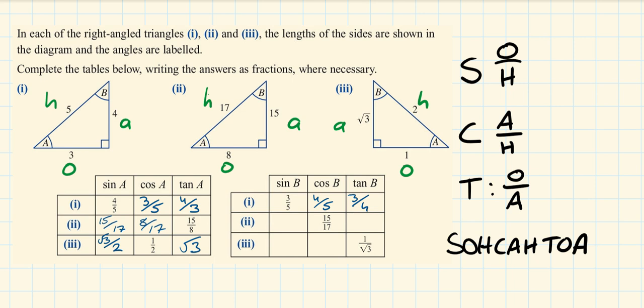Second one, we need the sine, so opposite over hypotenuse, 8 over 17, then opposite over adjacent, 8 over 15. And finally, opposite over hypotenuse, a half, and opposite over adjacent is 1 over root 3. So you can see in these triangles, you're using the same numbers, but depending on which angle you're using, it becomes a different one that you need to look at.